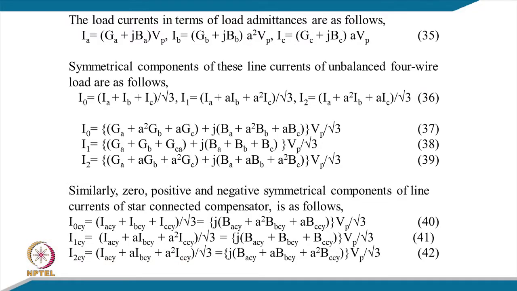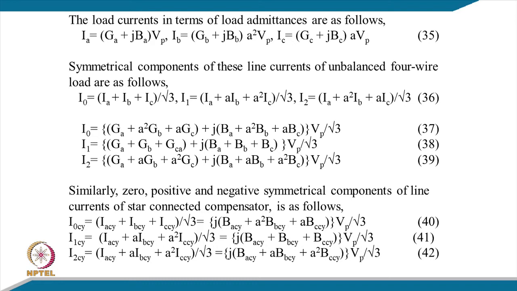Now, the load current in terms of load admittance can be expressed as follows. The A phase current IA can be written as (GA plus jBA) into Vp, that is, the load admittance multiplied by the phase voltage. Similarly, for B phase, (GB plus jBB) a square Vp, that is, for the 240 degree phase shift of the voltage for B phase, and the C phase current can be represented again as (GC plus jBC) with the 120 degree operator a, into Vp. Well, these are the 3 phase currents.